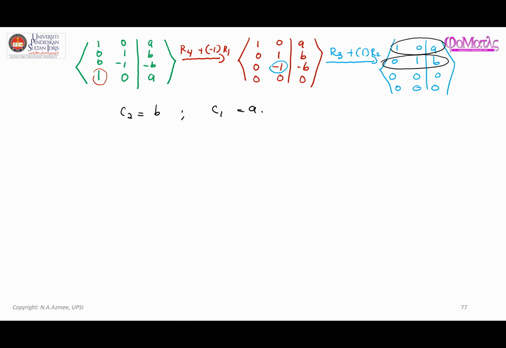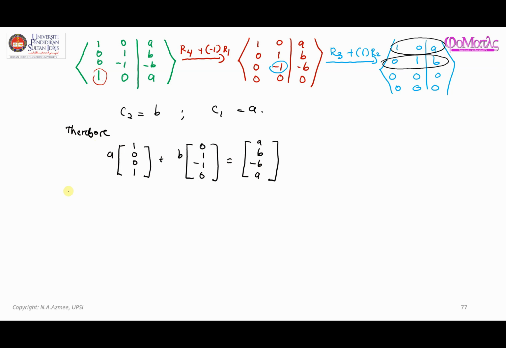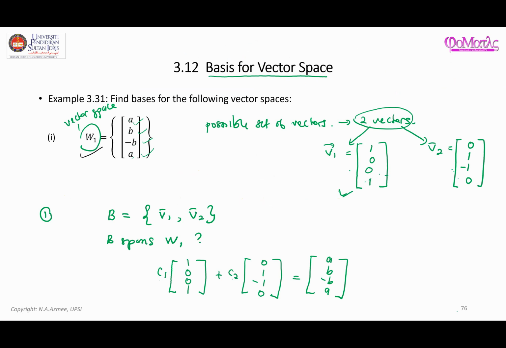Therefore, since we have managed to come up with values for C1 and C2, we can write it in this form: A times the first vector 1, 0, 0, 1, plus B times the vector 0, 1, negative 1, 0, and the result here will be A, B, negative B, A. Because of that, since the vectors can be written as a linear combination, B, which is defined by vector 1 and vector 2 here, spans W1.